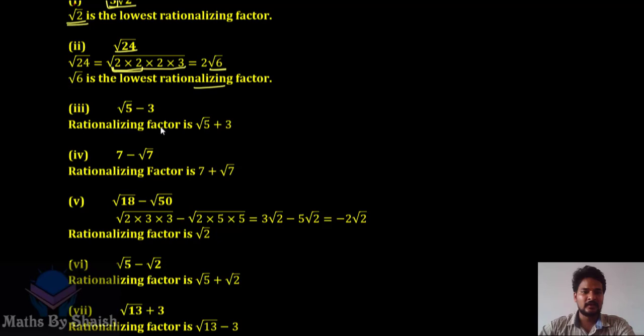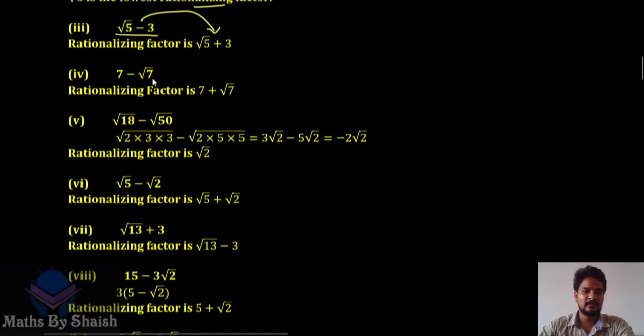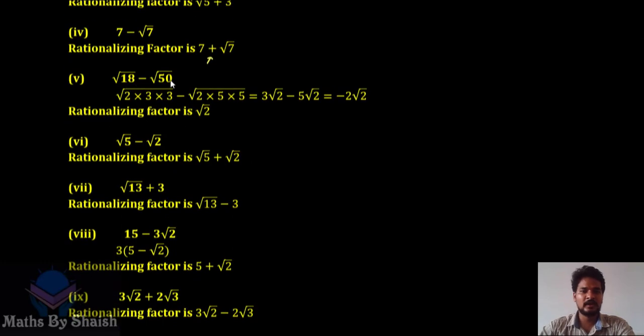The rationalizing factor for root 5 minus 3 is simply root 5 and 3, but the sign would be different. Similarly, for 7 minus root 7, it is 7 and root 7, but it is plus. And here, root 18 and root 50: whenever we have a composite number, we need to do the prime factorization. We can see 18 is 2 into 3 into 3, and 50 is 2 into 5 into 5, which will be 3 root 2 and 5 root 2.